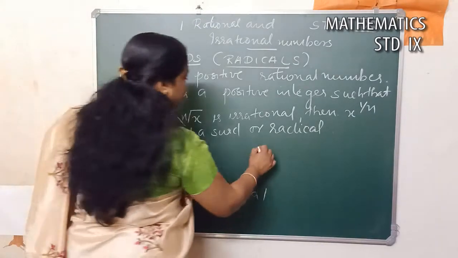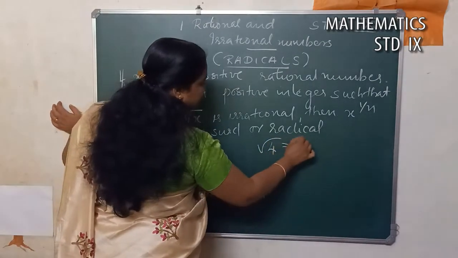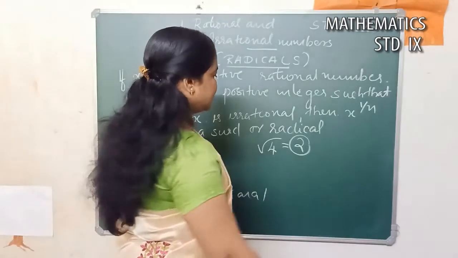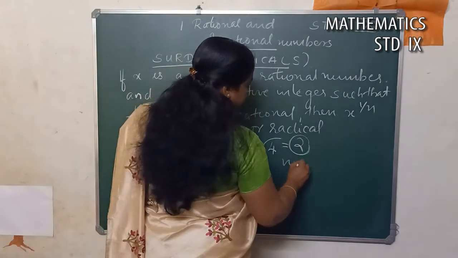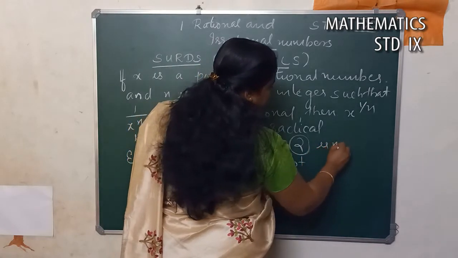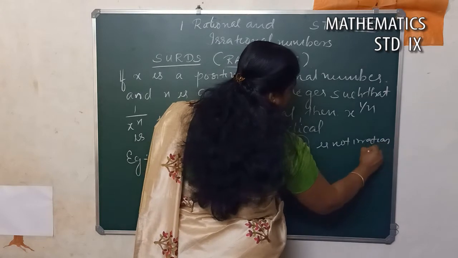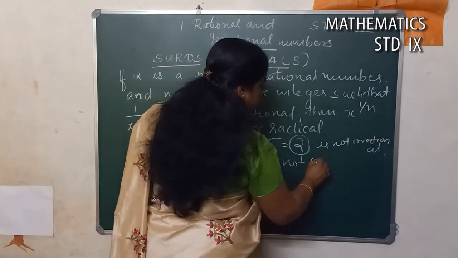And then root 4 is equal to 2. We know that root 4 is equal to 2, which is not irrational, so it is not a surd.